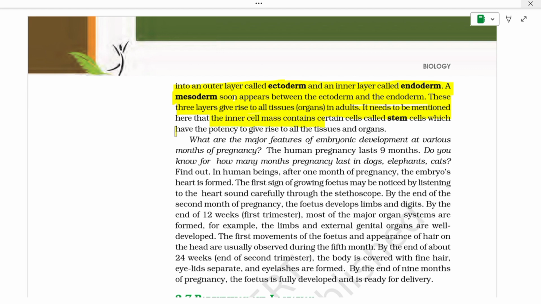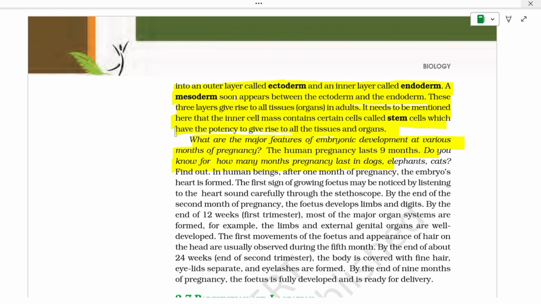It needs to be mentioned here that the inner cell mass contains certain cells called stem cells, which have the potency to give rise to all the tissues and organs. What are the major features of embryonic development at various months of pregnancy? The human pregnancy lasts 9 months.